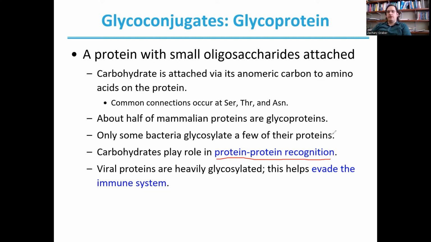Because those glycoproteins are so important for protein-protein recognition, viral proteins will also tend to be heavily glycosylated. So that'll allow them to kind of look like the normal glycoproteins that we might see in our bodies in order to try to evade the immune system.